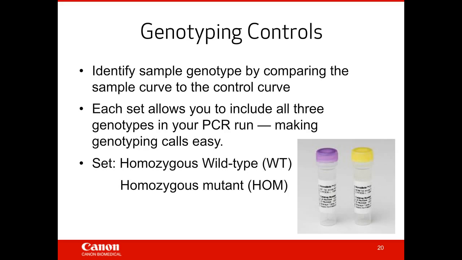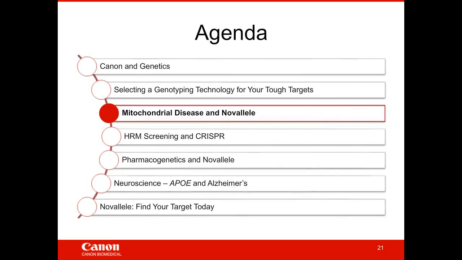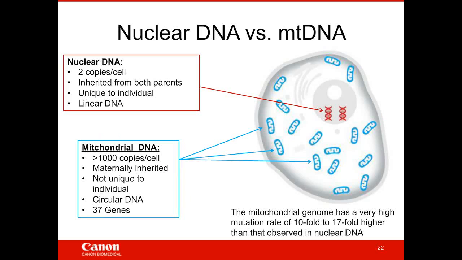So, let's get into the applications, the first one being mitochondrial DNA detection. Due to the differences between mitochondrial DNA and nuclear DNA, detecting mitochondrial DNA mutations is not as easy as detecting nuclear DNA mutations. While there are 2 copies of nuclear DNA, there are greater than 1,000 copies of mitochondrial DNA.